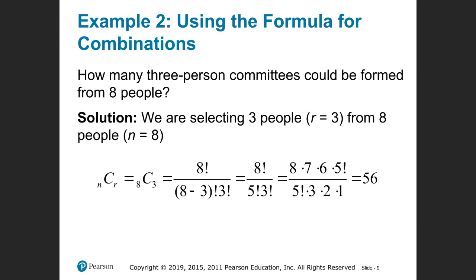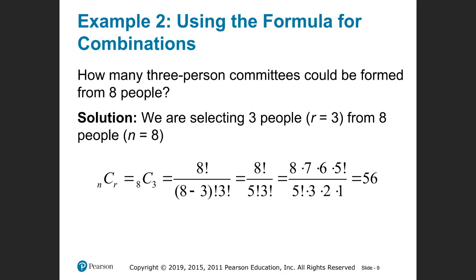Example 2, using the formula for combinations. How many 3-person committees could be formed from 8 people? So we are selecting 3 people, R is 3, from 8 people, N is 8. Putting this into our combination formula, we have 8 factorial in the numerator. We have 8 minus 3 factorial, 3 factorial in the denominator.